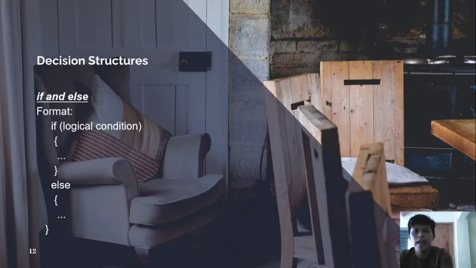Decision structures. This is the type of structure. Decision structures: if and else. First is the syntax: if, then a logical condition, then a statement. The flow is: if the condition is true, execute the statement. If false, go to the else, then execute that statement, then exit.